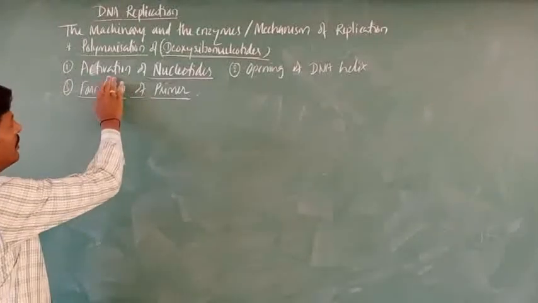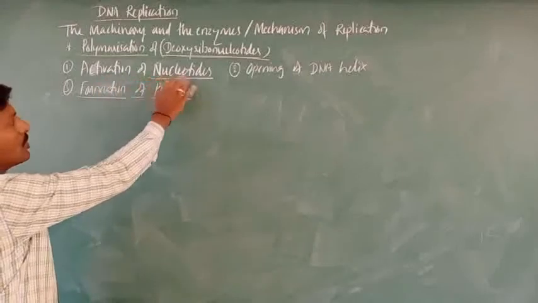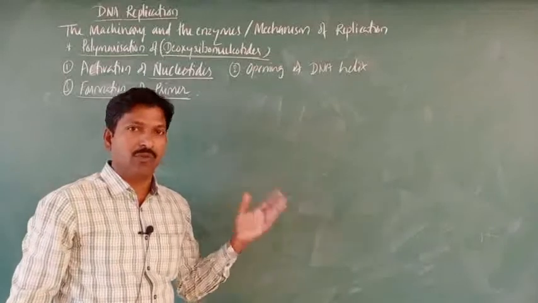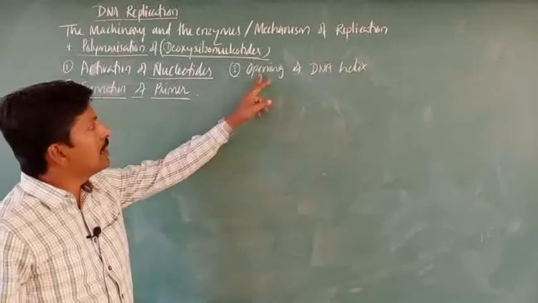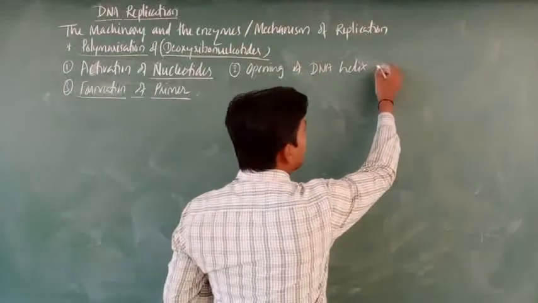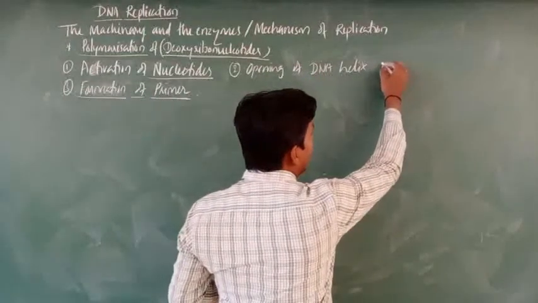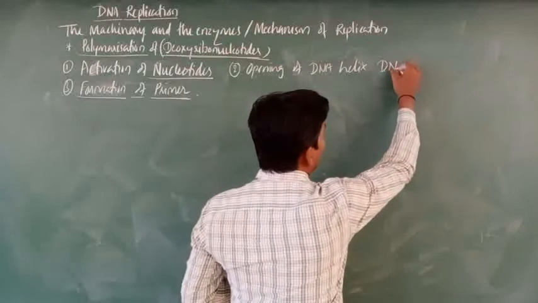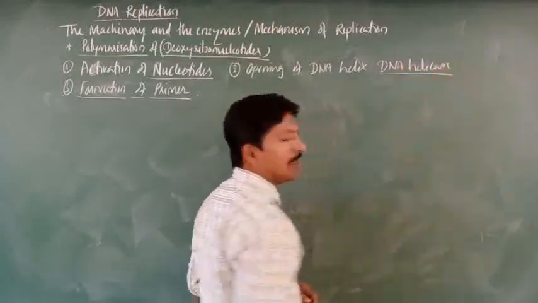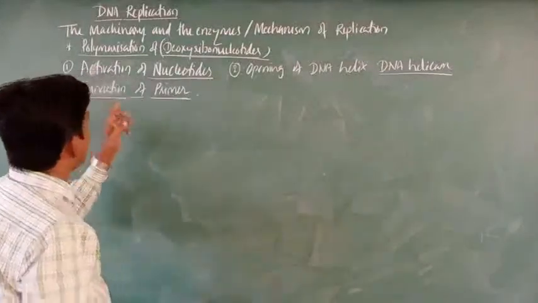Just to remind you once again, deoxyribonucleotides are in inactive form. They become active, and the DNA helix is opened with the help of an enzyme, that is DNA helicase. We discussed DNA helicase, right? So now the formation of primer.